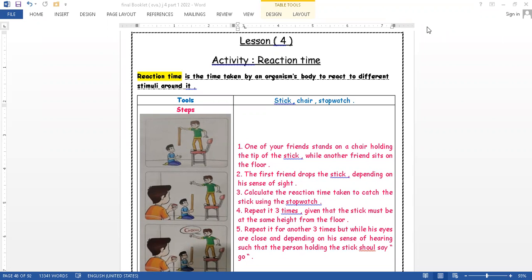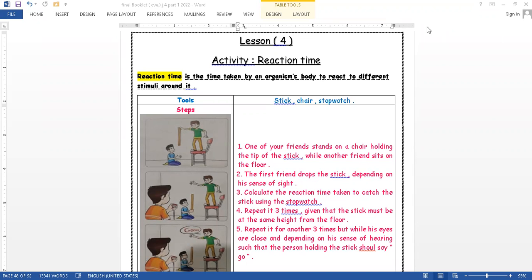Let's start with lesson 4 of concept 2, which is talking about reaction time. Junior 4, I think we finished lesson 3 with the definition of reaction time, and we said it is the time taken by an organism's body to react to different stimuli around it.